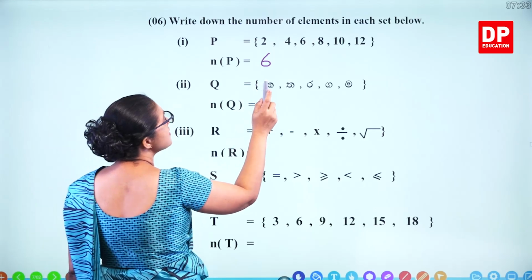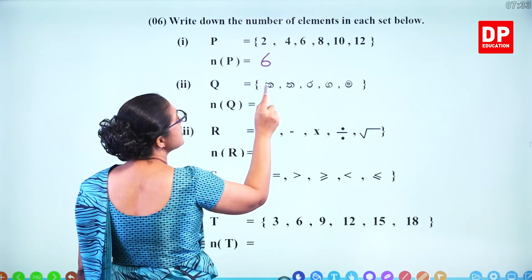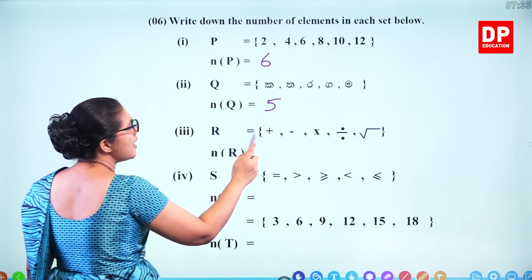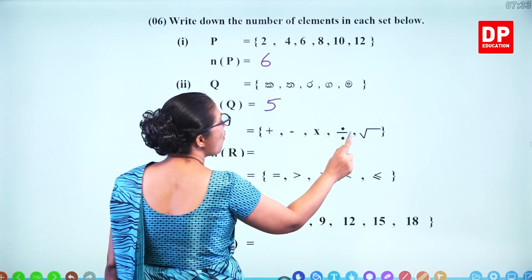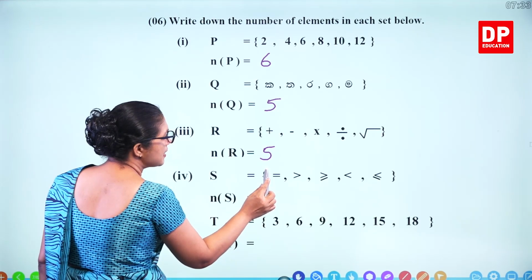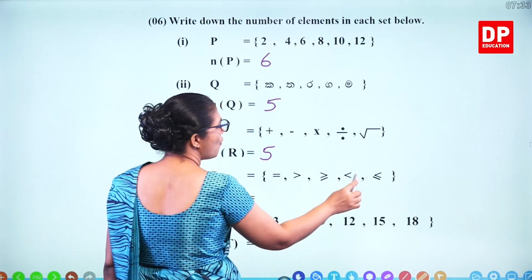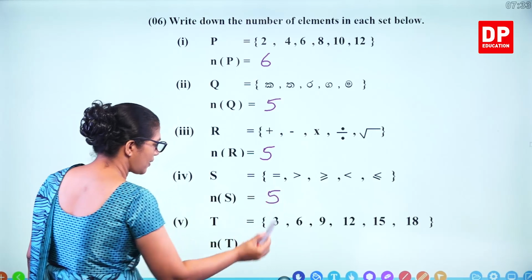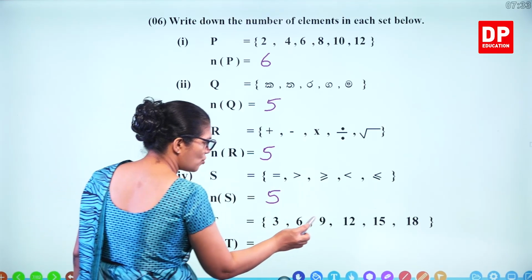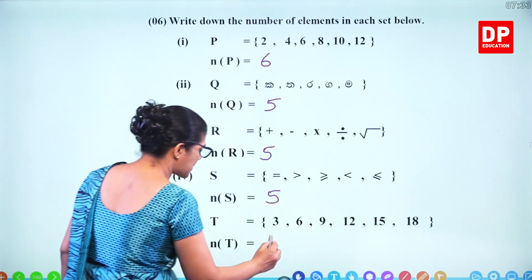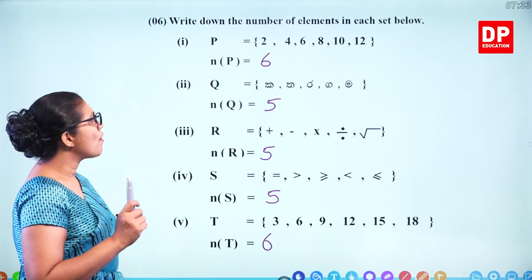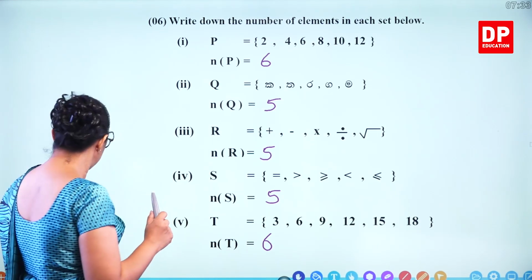Here, these are single alphabet letters. 1, 2, 3, 4, 5. Signs. 1, 2, 3, 4, 5. Here, mathematical symbols. 1, 2, 3, 4, 5. And here, multiples of 3. 1, 2, 3, 4, 5, 6. So you can count and write down the number of elements in each set.